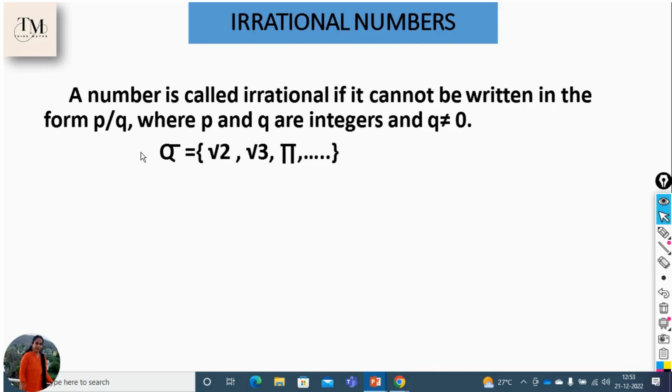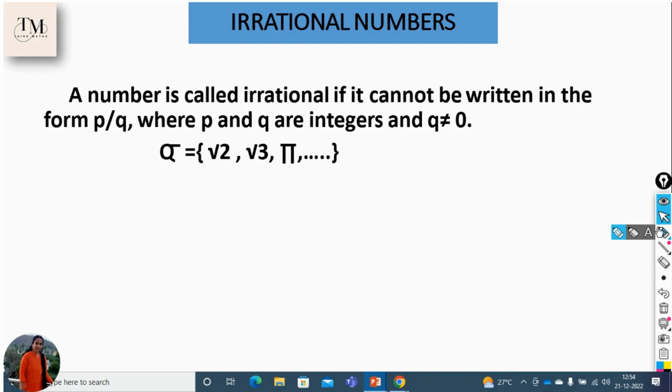So first is irrational number. So what is an irrational number? A number is called irrational if it cannot be written in the form p by q, where p and q are integers and q not equal to 0. It is denoted as Q bar. Examples of irrational numbers are root 2, root 3, pi, etc.